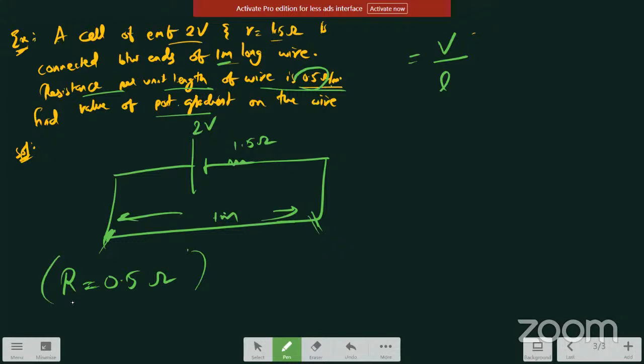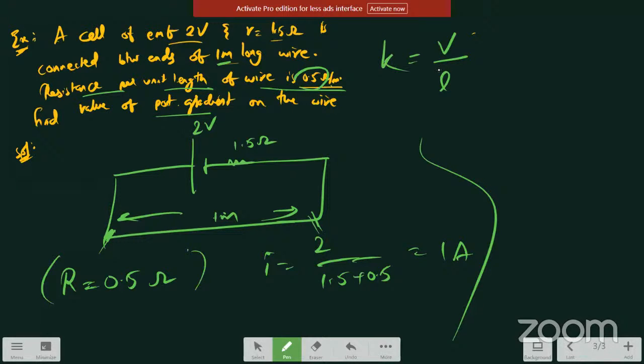Next, the main thing is here. What do I have to find? The current through this wire. For that, the 2V battery divided by internal resistance plus 0.5 ohms. You will get the current as 2 by 2, which is 1 ampere. Next I have to find the potential gradient.